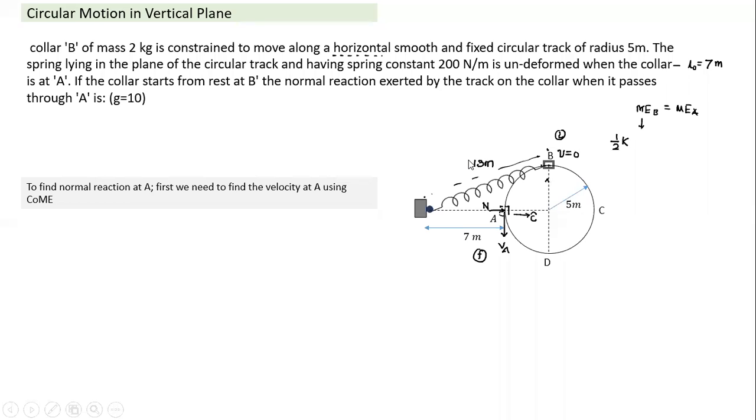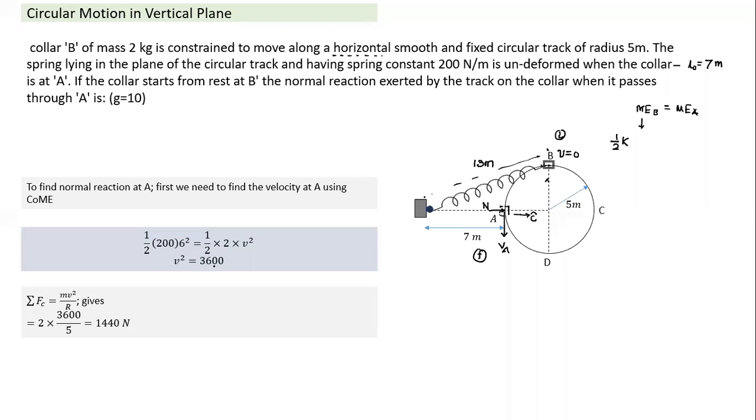So that's what we write to find the normal reaction at A. First, we need to find the velocity at A using conservation of mechanical energy. Let's write this equation: 1/2 K into the square of the extension, which is (13 minus 7) square, is equal to 1/2 m v square, v being the velocity. It is nothing else. Gravitational potential energy has not changed. And when it reaches point A, I could have written potential energy in the spring, but here the extension has become 0. Thus, the potential energy of the spring is also not coming into the picture. And we find v square is equal to 3600.